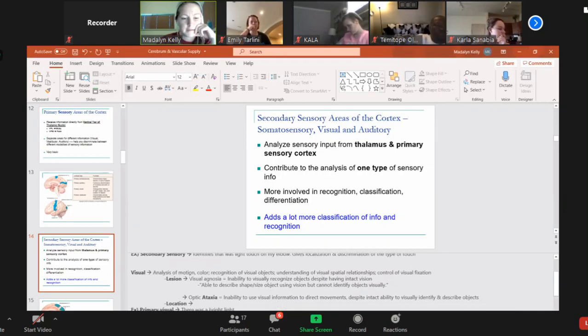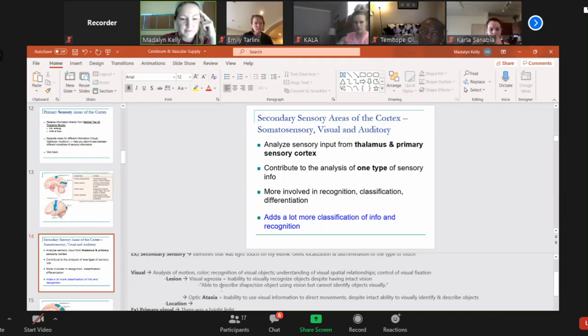Visual is the analysis of motion, color, recognition of visual objects, understanding visual spatial relationships, control of visual fixation. 2 areas that could occur here with a lesion are visual agnosia, your inability to visually recognize objects despite having intact vision, able to describe shape and size of an object using vision, but cannot identify objects visually. I just remember that one as when I forget to wear my glasses when I drive. I'm like, I think that's where I should get off. Optic ataxia, inability to use visual information to direct movements.